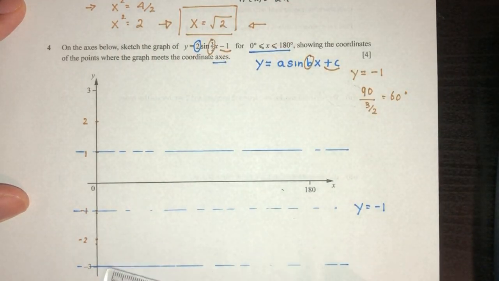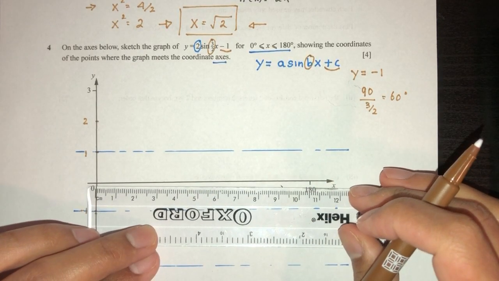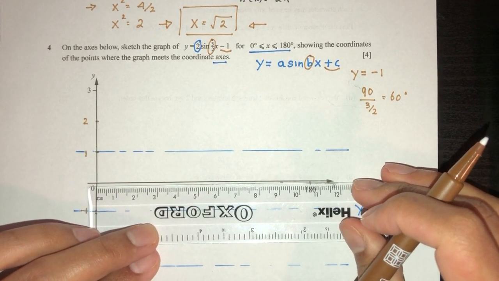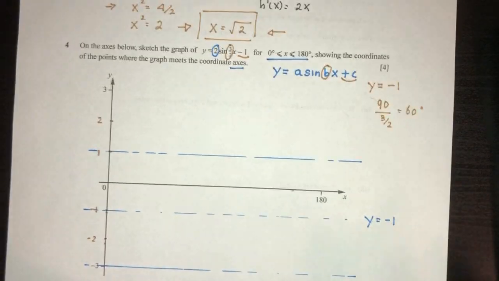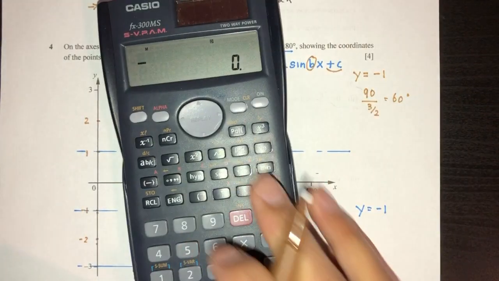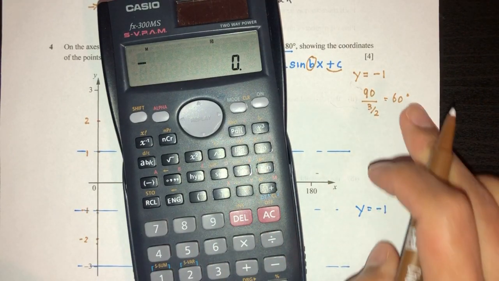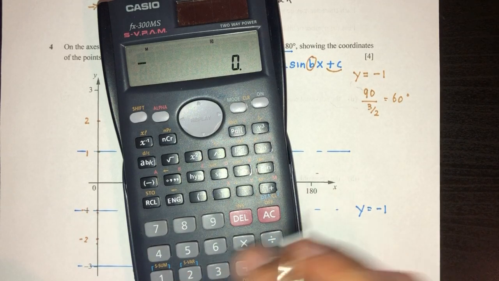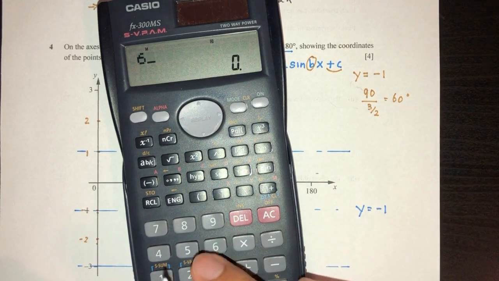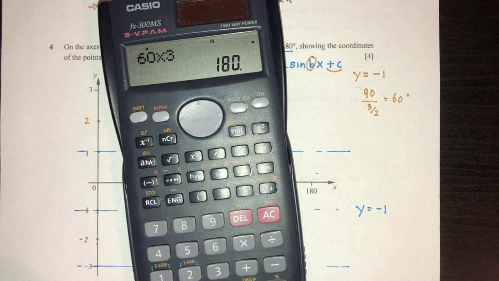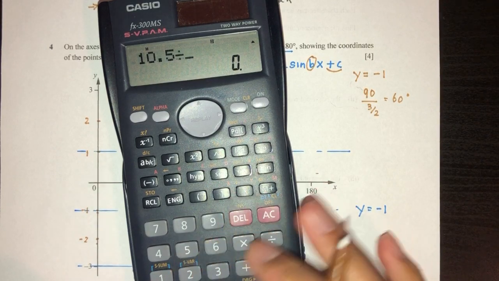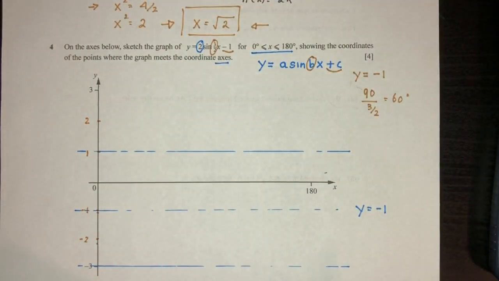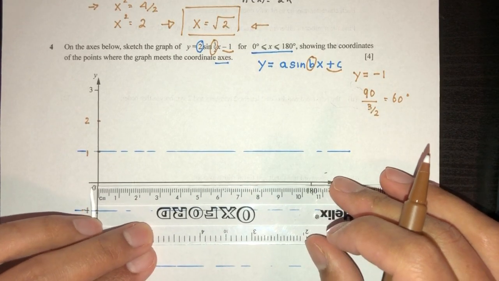Okay, so let's measure that. Here you will have approximately 10.5. Let's divide 10.5 by 3, because we have 3 intervals, right? We know 60 times 3 is 180, so we have only 3 intervals. 10.5 divided by 3 should be 3.5. So let's do that.